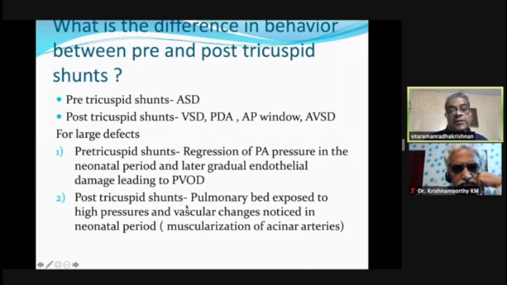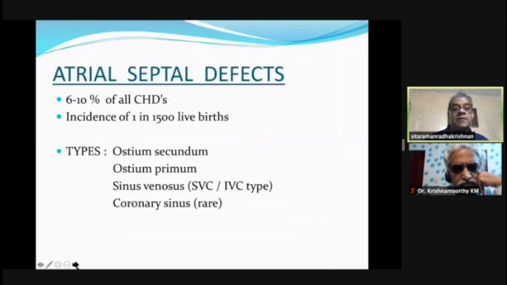Whereas in post-tricuspid shunt, the pulmonary bed right from the beginning is exposed to high pressures and vascular changes are noticed in the neonatal period, what we call muscularization of the acinar arteries, which will be noticed right from the beginning. So this is a brief background about pulmonary arterial hypertension.